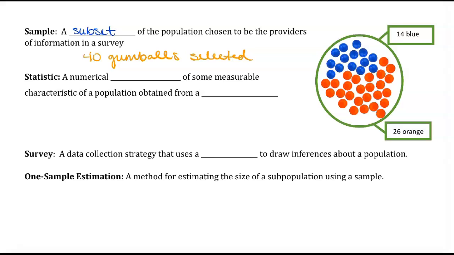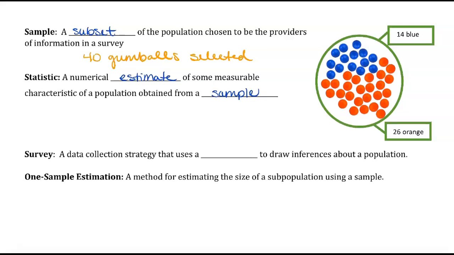This brings us to something called a statistic. A statistic is a numerical estimate of some measurable characteristic of a population that's been obtained from a sample. Let's focus on how many blue gumballs are in this sample. Out of the 40 gumballs pulled, 14 of them are blue.